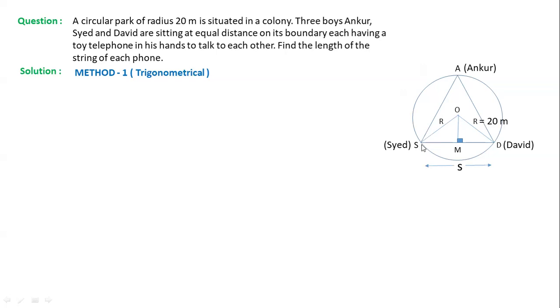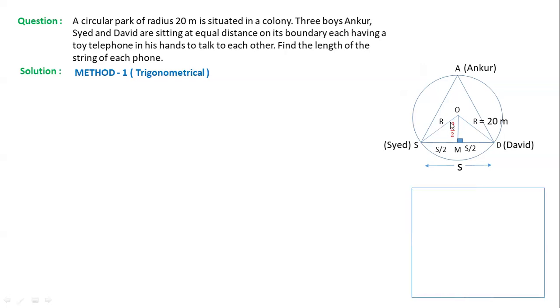Let the length of the string from S to D be S. Now this angle will be theta by 2. Why is it theta by 2? I am explaining it here. And this length will be S by 2. This total length is S, this will be S by 2, and this also will be S by 2. Let me explain how I have taken theta by 2, and how I have taken S by 2 in each case.